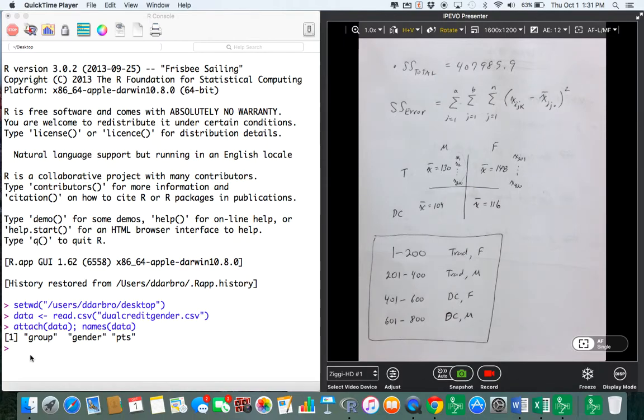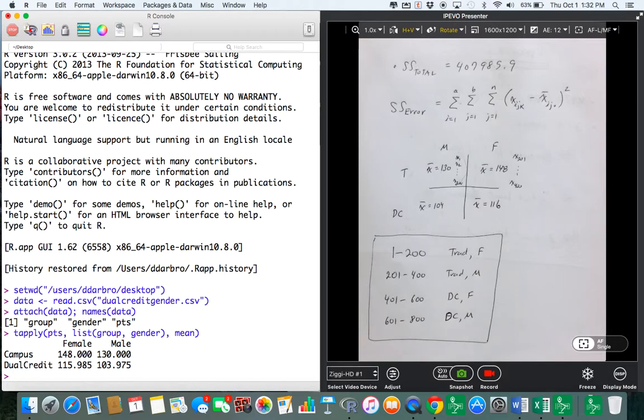Well, the way I do this is I set up, first thing, let's just recall that we can get our group means like this. All right.